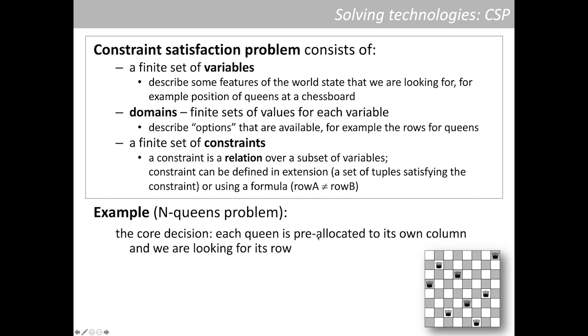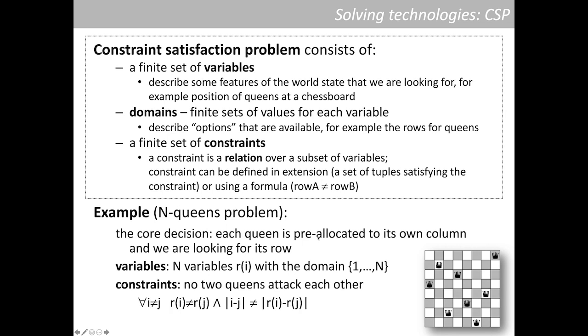A typical model uses the following assumption. Each queen must be in a different column. So we put each queen in a different column and we are just looking for the row of the queen. So the variables will describe the rows where each queen is located. And finally, the constraints describe these two remaining conflicts. First, two different queens should be in different rows. That's the first inequality. And two different queens should be on different diagonals. This is the second inequality using the absolute values.